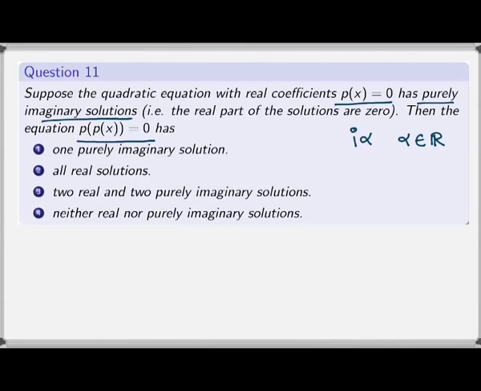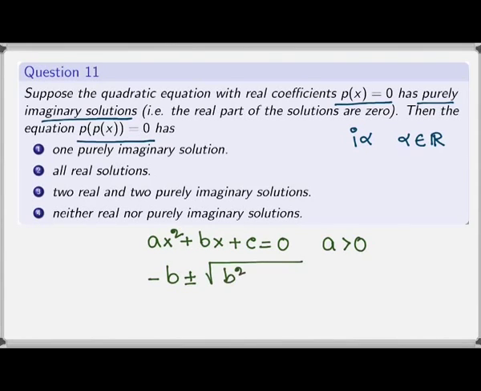Let us recall that a real quadratic equation is of the form ax square plus bx plus c is equal to 0, where a is strictly positive, and the solutions are of the form minus b plus minus square root of b square minus 4ac divided by 2a.